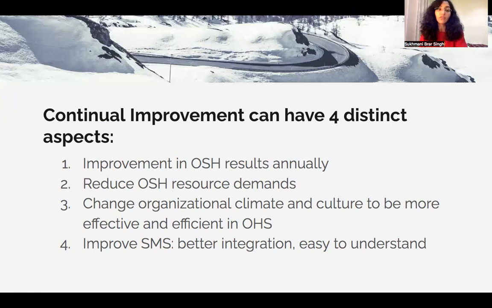The second thing you want to do is reduce occupational health and safety resource demands. Again, with the WSIB claims, if you are creating a lot of WSIB claims due to lots of injuries, you now need more financial resources because those WSIB premiums are going up. Number 3, you want to change the organizational climate and culture to be more effective and efficient in occupational health and safety.